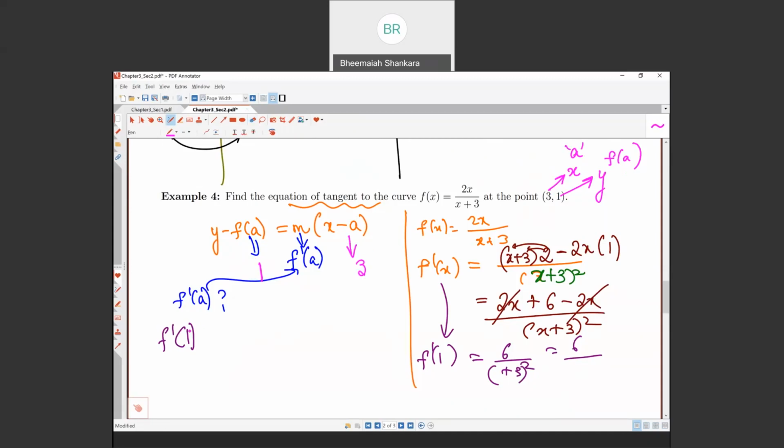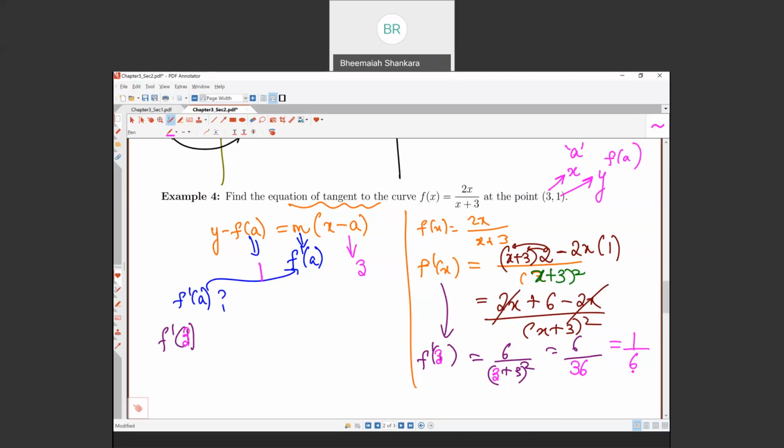So you're calculating f prime 3 and go back and plug in 3 here. So this should be f prime 3. So this should be 3 plus 3 the square, which is 6 square, 36. Simplify, you have 1 over 6. If we swap the a and f(a) value, we are having a tangent line that might not be correct. So make sure the first coordinate is your x value, second coordinate is your y value.